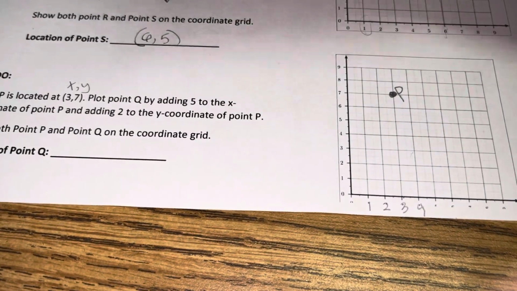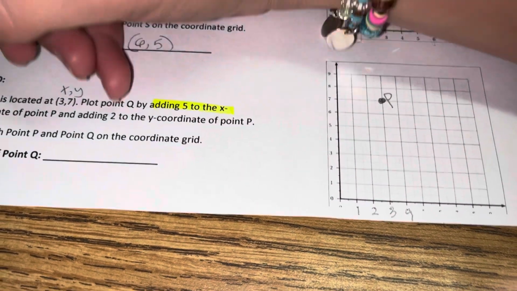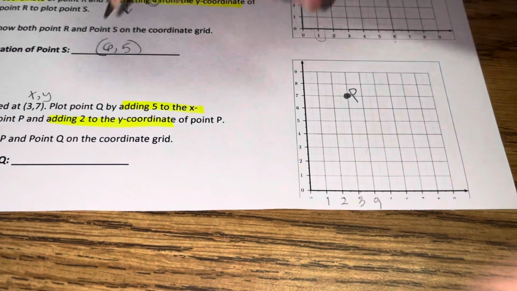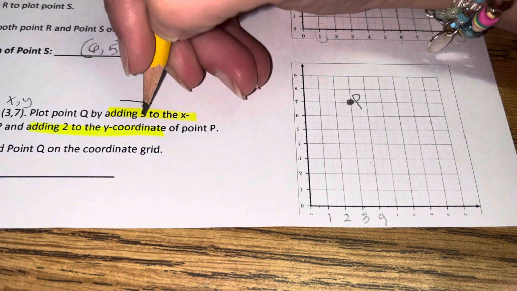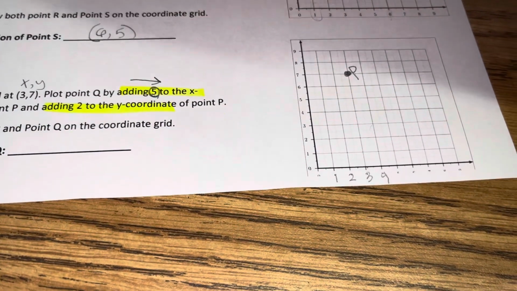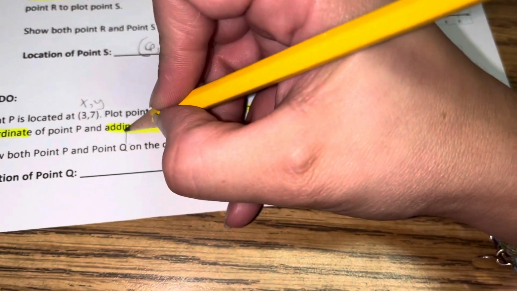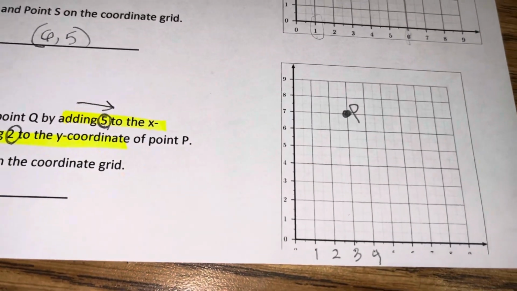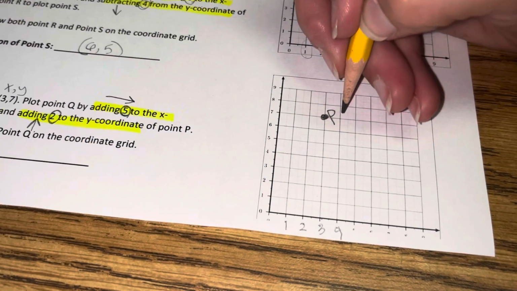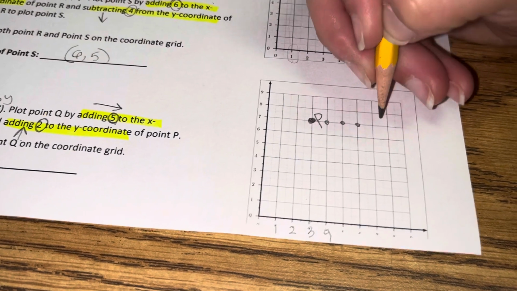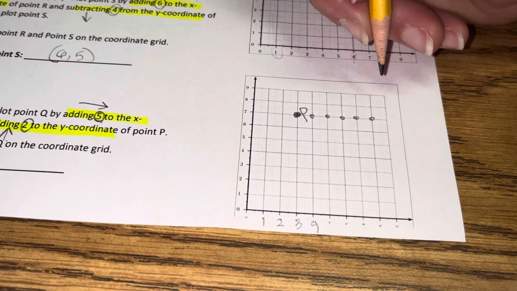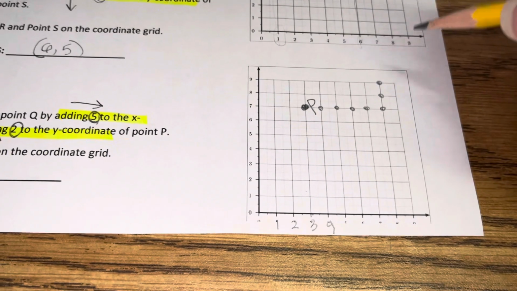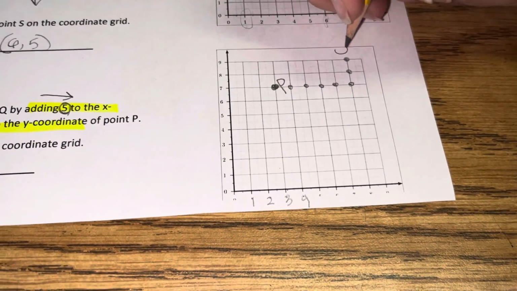They want me to put point Q by adding 5 to the x coordinate and adding 2 to the y coordinate. If I add to my x and my x gets bigger, I should be moving to the right. So I'm going to move 5 times. If I add to the y and my y gets bigger, I'm going to be moving up. So I'll move up twice. I'm going to move over 5 times to the right. That is 1, 2, 3, 4, 5. It wants me to add 2 to the y coordinate. So that's 1, that's 2. They're asking me to plot point Q here.